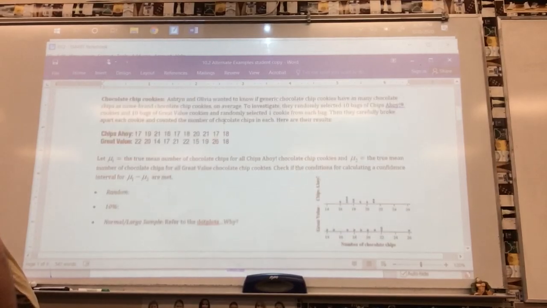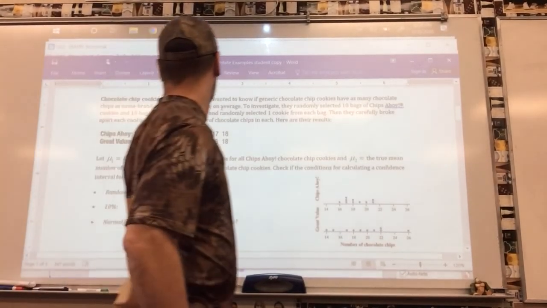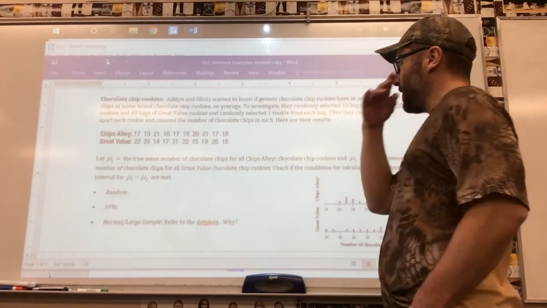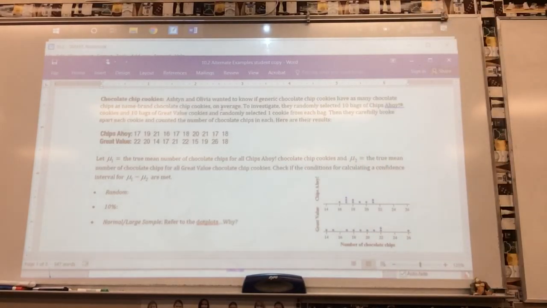So here's Chips Ahoy and Great Value cookies. Ashton and Olivia want to know if generic chocolate chip cookies have as many chocolate chips as name brand chocolate chip cookies on average. To investigate, they randomly selected 10 bags of Chips Ahoy and 10 bags of Great Value cookies and randomly selected one cookie from each bag.